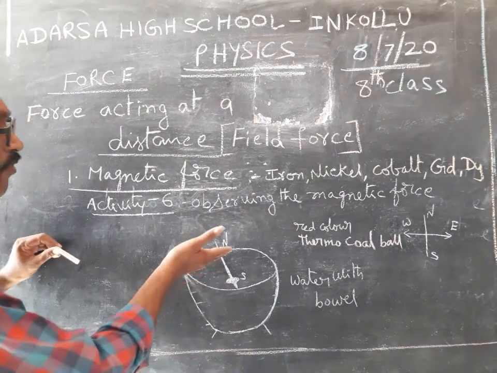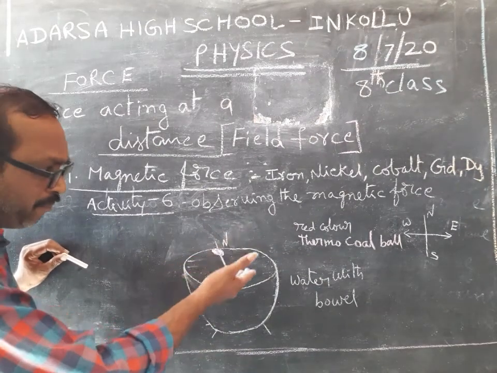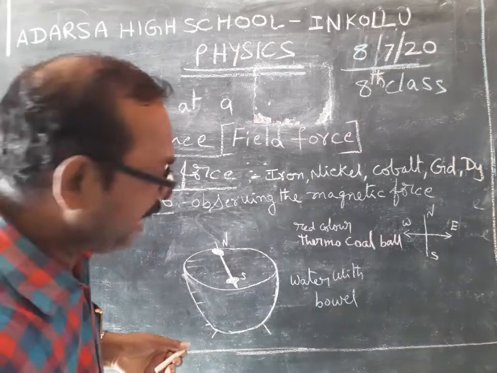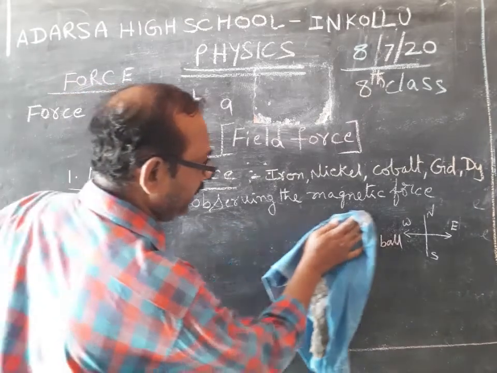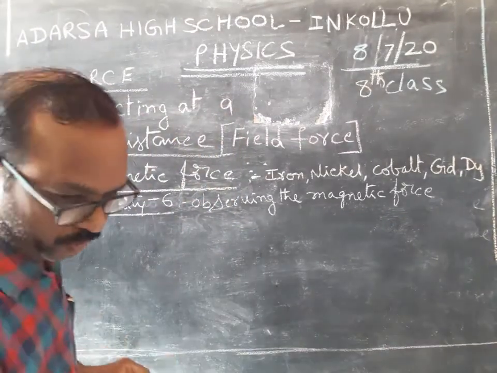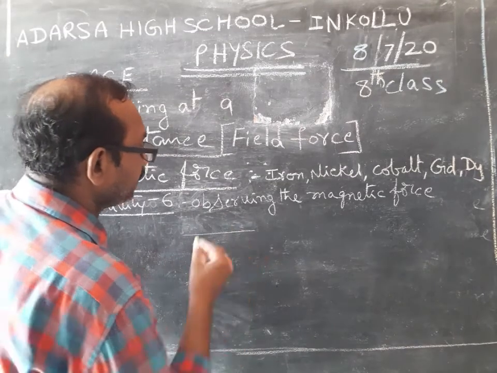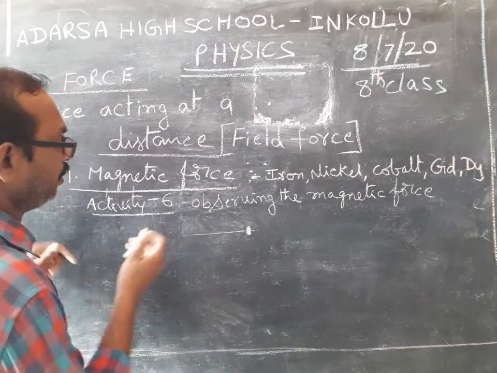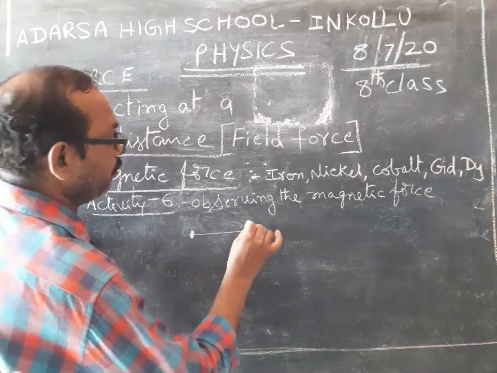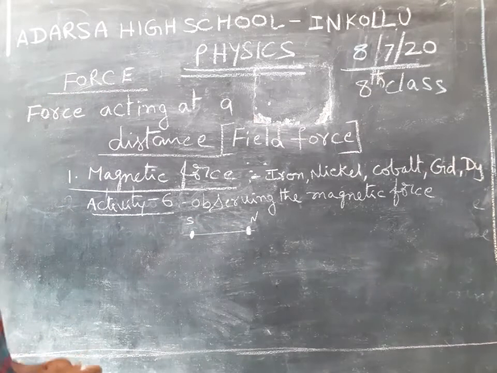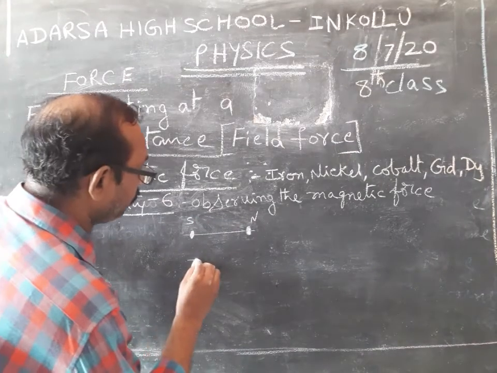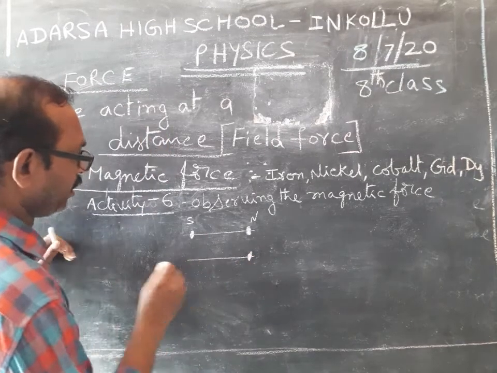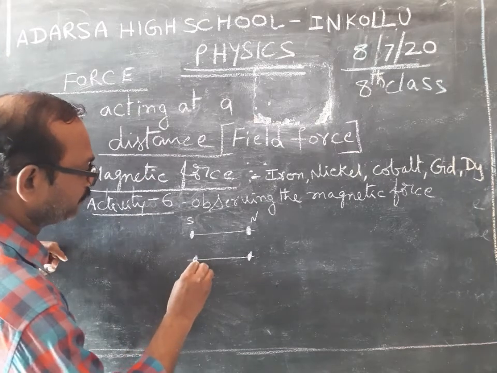As like that, we have to keep one more magnetic needle here. At that time, you noticed that this is the magnetic needle with the thermocol ball. This is the north pole, this is the south pole. When you keep one more magnetic needle, this is the north pole, it is the south pole.